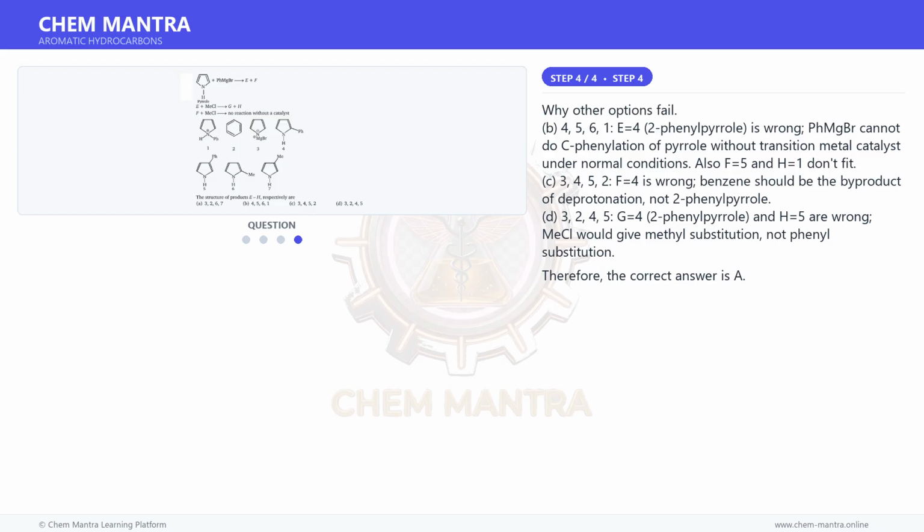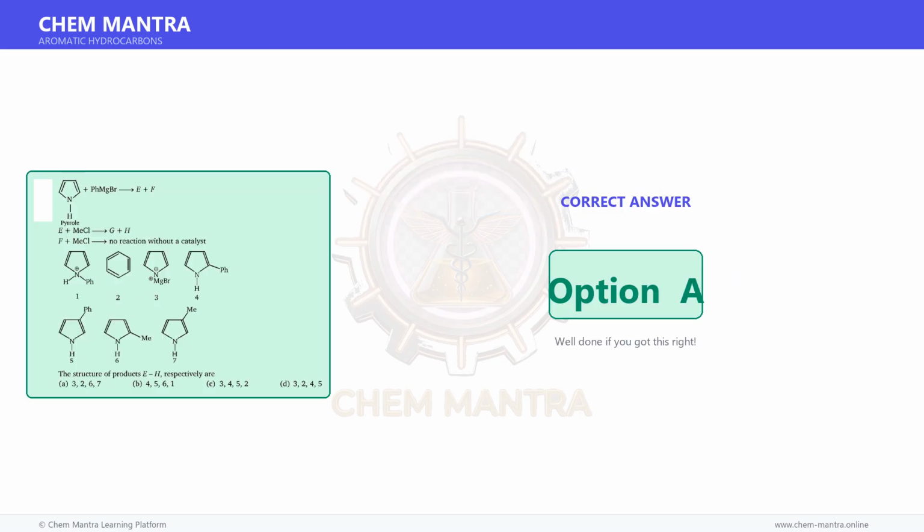D: 3, 2, 4, 5. G is equal to 4, 2-phenylpyrrole, and H is equal to 5 are wrong. MeCl would give methyl substitution, not phenyl substitution. Therefore, the correct answer is A. Therefore, the correct answer is option A.